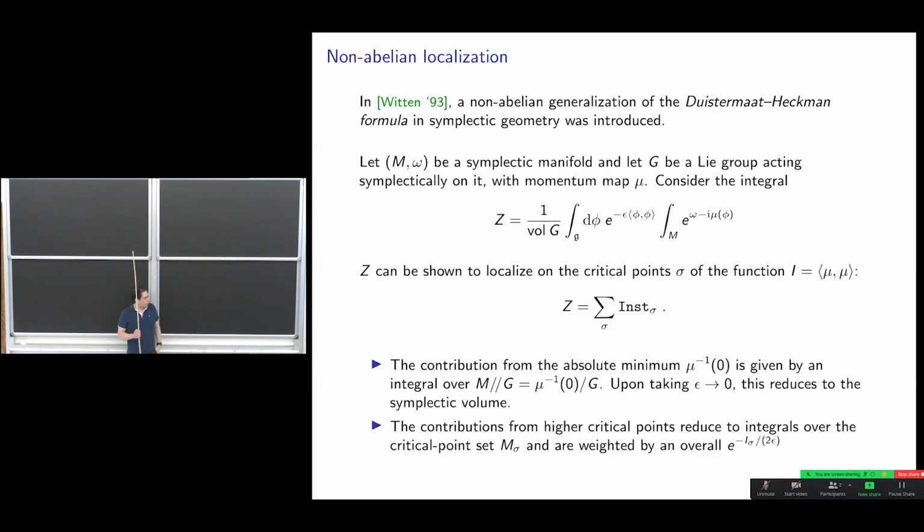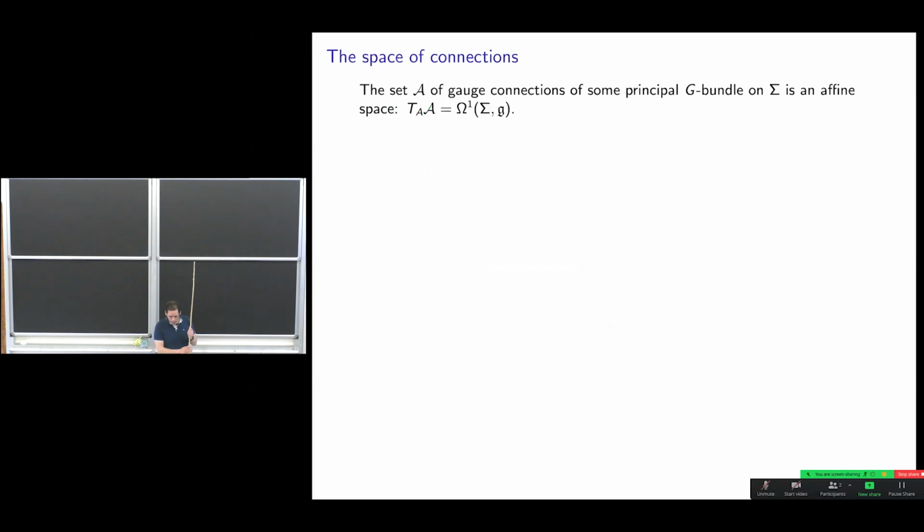But you also have contributions from higher critical points, because you might have other critical points of this I function here. And they carry an overall weight that takes this form, where you have e to the minus the value of I on the critical point divided by 2 epsilon. All right, so why is this relevant? Because of something that has to do with the space of gauge connections in 2 dimensions.